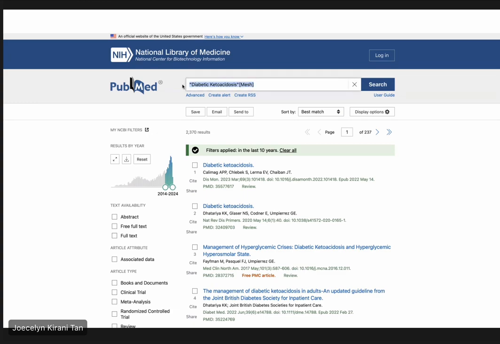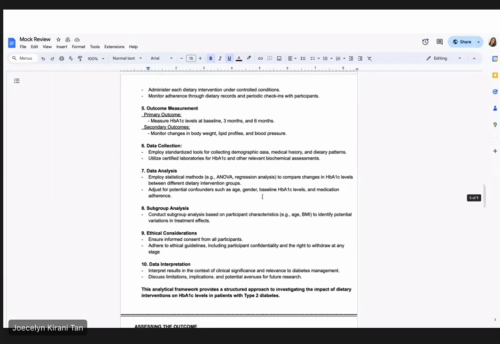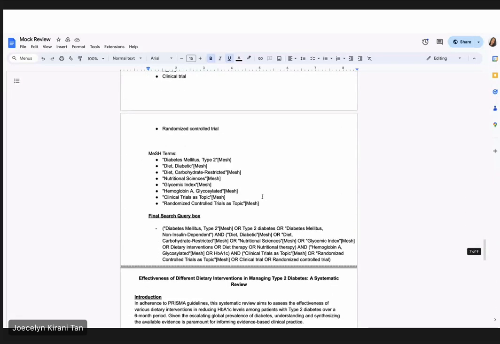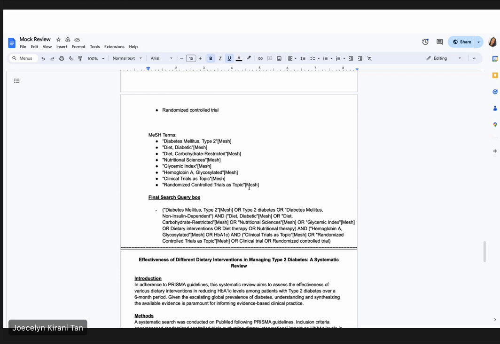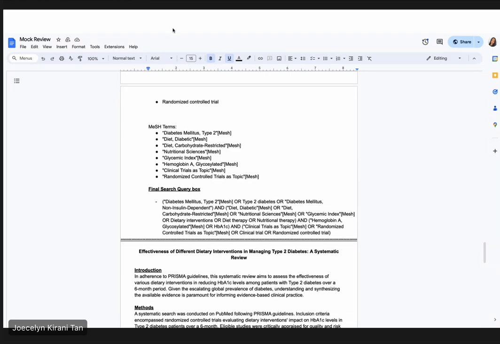So again, MeSH terms is pretty much controlled vocabulary. I think it's specifically for PubMed. Yeah, so as you can see here, the MeSH terms.